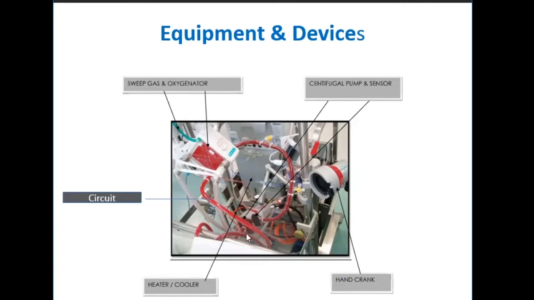Here is the heater and cooler, which helps to maintain normal temperature in the patient, because these circulations come from the external part. They are very likely to have a high risk of hypothermia. So we can maintain the temperature by applying the heater. So these are the major equipment used in present ECMO.